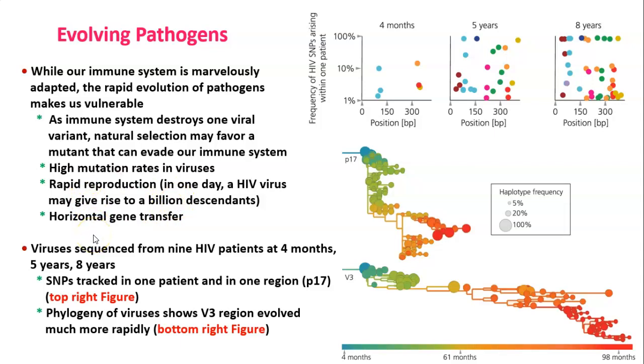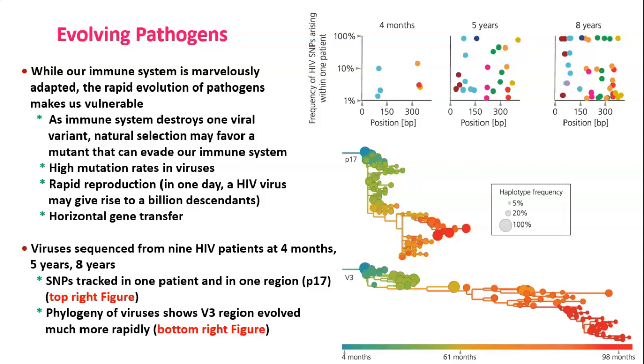SNPs, single nucleotide polymorphisms, were tracked in one patient and in one particular region of the virus called the P17 region. And if you look at the figure in the top right, it shows you the base pair position in this region between base pair 0 and past 300. And then the frequency of HIV single nucleotide polymorphisms that arose within one patient.